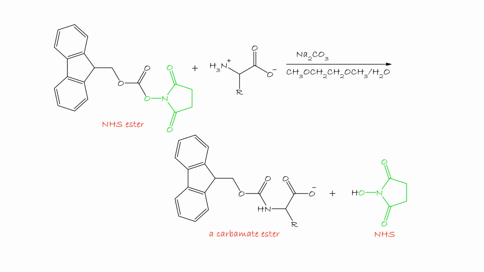Reacting the NHS ester, the active ester, with an amino acid under basic conditions, sodium carbonate and 1,2-dimethoxyethane-water as a medium, led to the formation of the carbamate, which we call Fmoc amino acid, and of course NHS as a product.